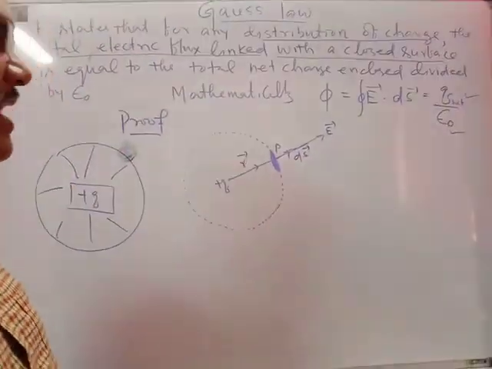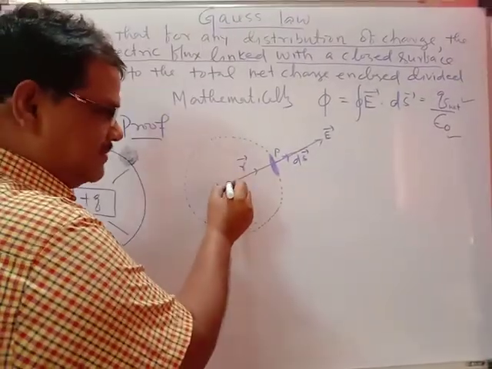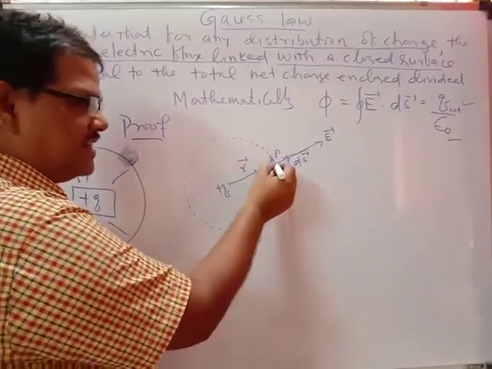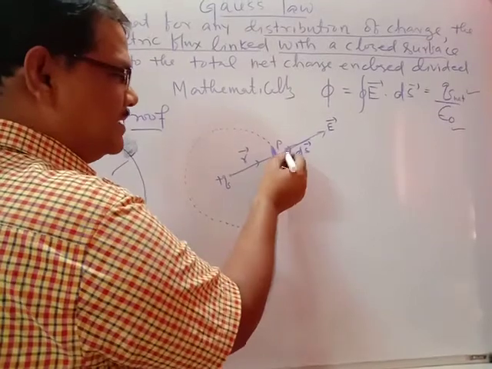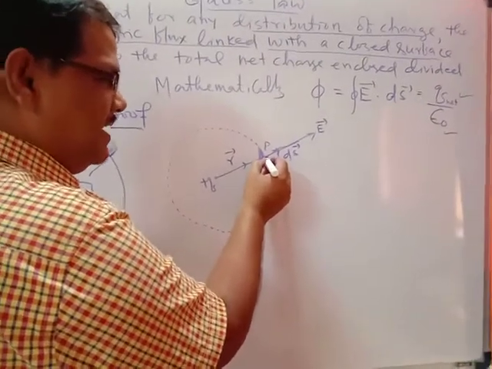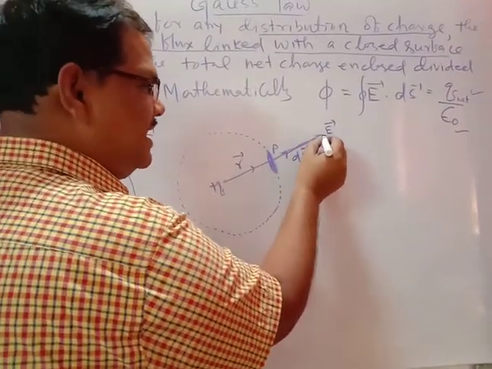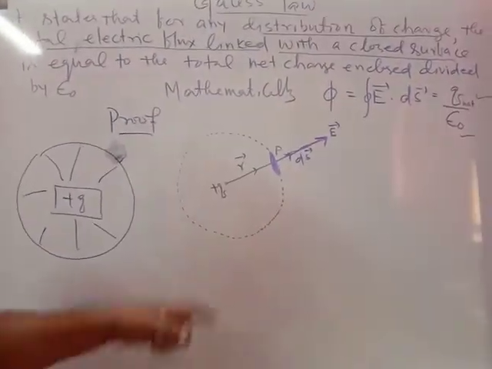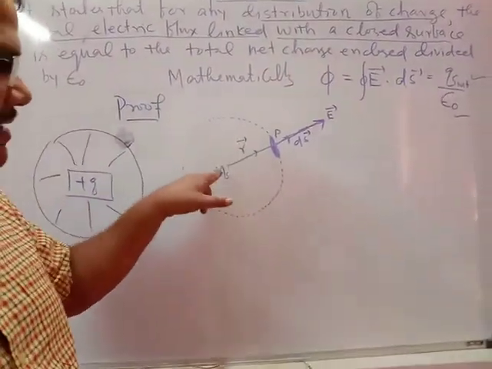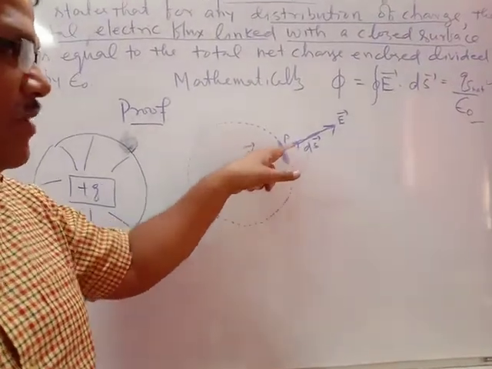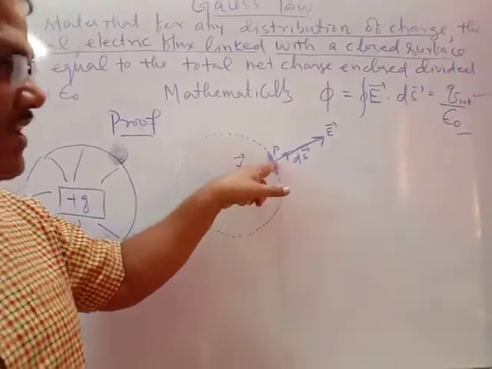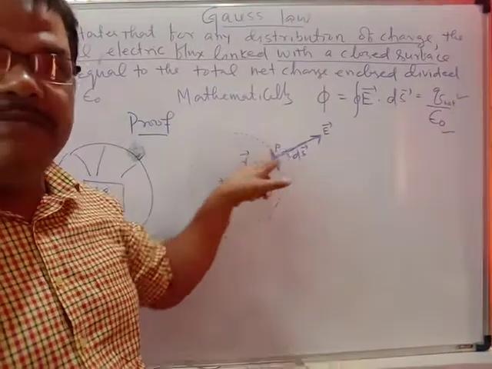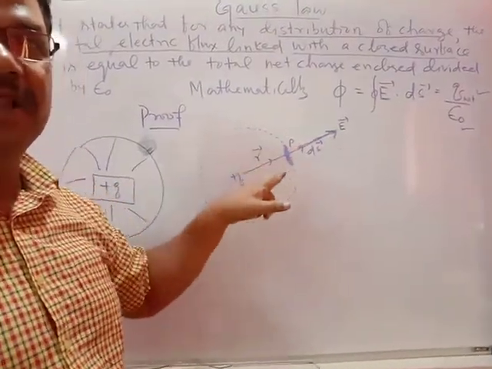Clear? And as the plus q charge is placed here, what will be the electric field intensity at point P? The electric field intensity at point P will be directed outward, E vector along this direction. I think it is clear. As it is a sphere, the radius is always perpendicular to the surface. So E vector and ds vector will be along the same direction in this case.